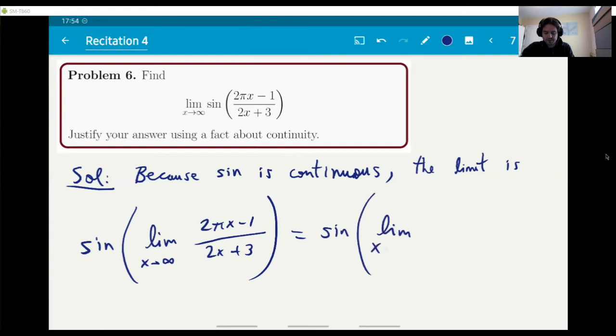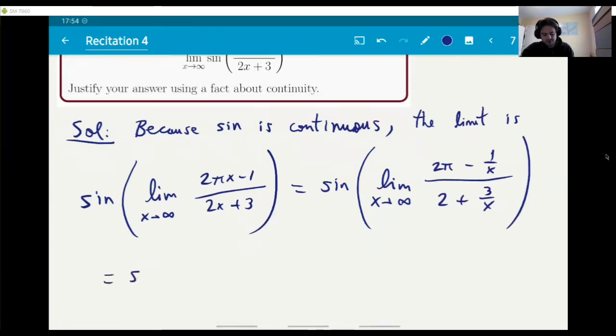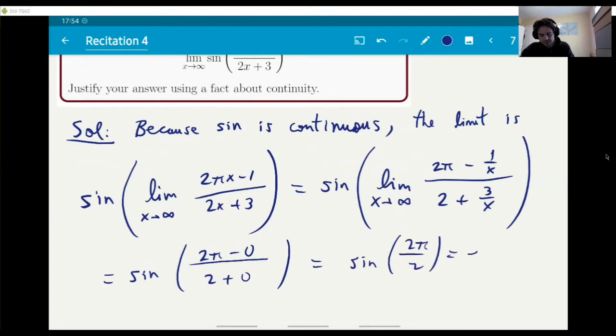What is the calculation here? If x is going to infinity, you want to factor this power of x from both numerator and denominator, which means divide both by x. Because when you do that, then you can calculate this limit. 1 over x goes to 0, 3 over x goes to 0. So you'd really have 2 pi over 2. Sine of pi is 0. This is the answer.